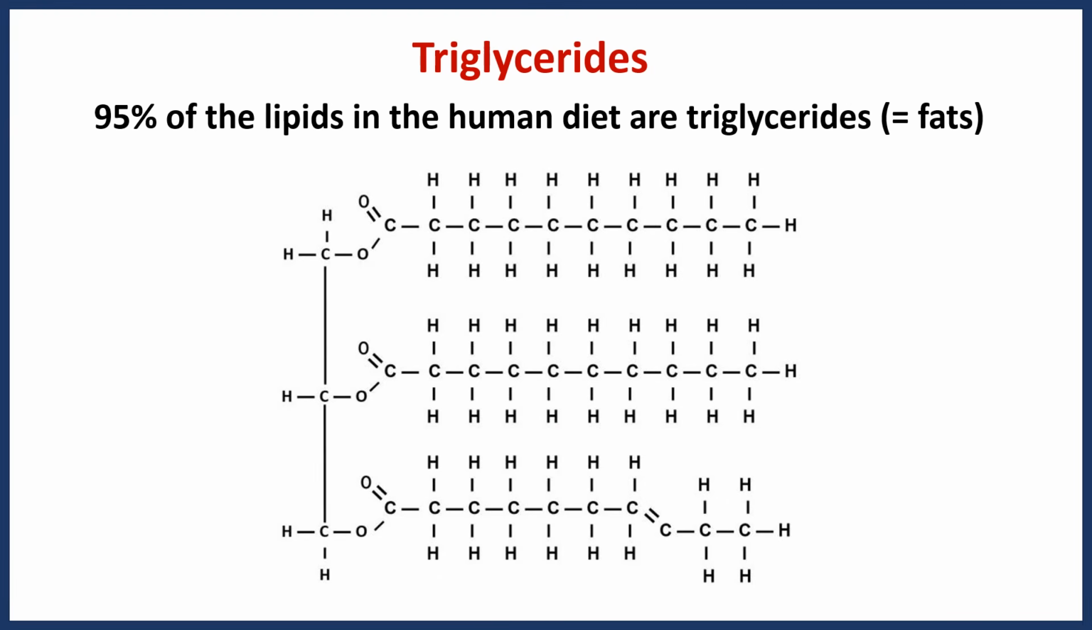Triglycerides in our diet are the main form of fat found in foods like oil, butter, and meat. Once consumed, they are broken down during digestion and either used for energy or stored as body fat.